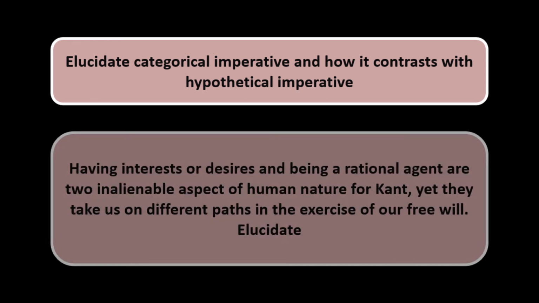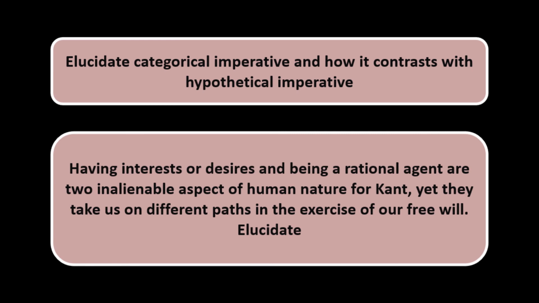The next question, which is your last question basically, is that having interests or desires and being a rational agent are two inalienable aspects of human nature for Kant, yet they take us on different paths in exercise of our free will. I want you to elucidate on this particular aspect a bit.